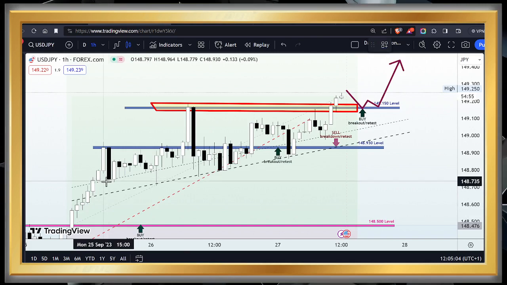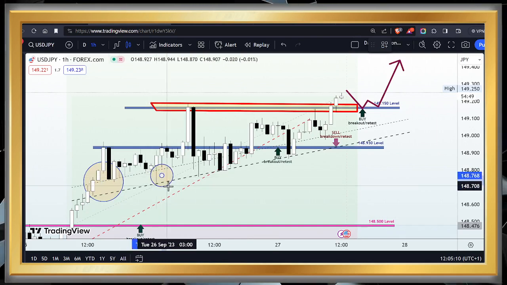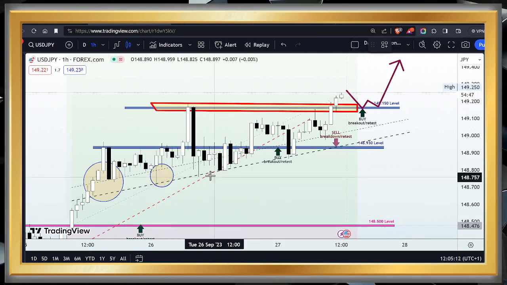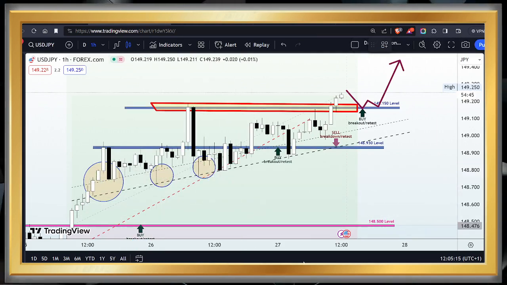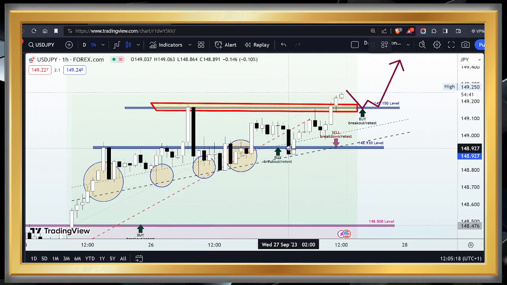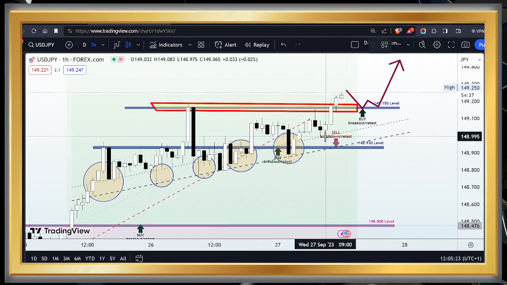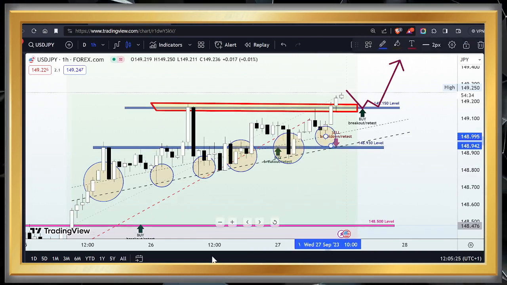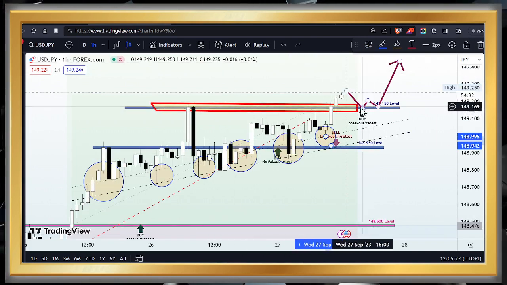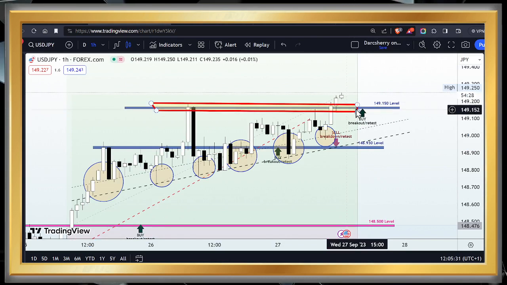Since the beginning of this week, you will see price has been finding higher lows, as you will see right here. Higher low, we have a higher low here, higher low here, and then we have another one that happened here during the early hours of this morning, and then we also have another one which happened about 3 to 4 hours ago, leading into the situation that broke out of the 149.150.